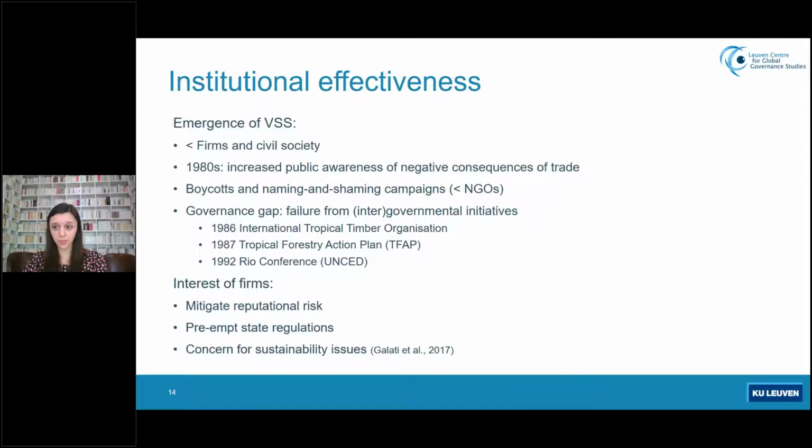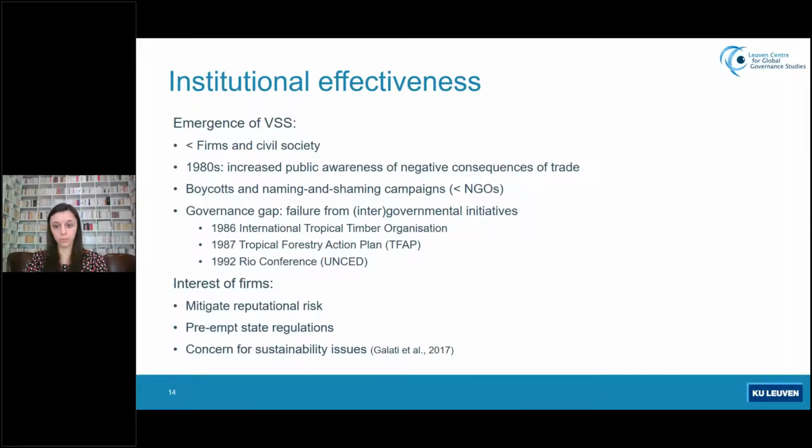So first, by creating or adopting VSS, firms mitigate reputational risks. As I just said, in the 80s, there were a lot of naming and shaming campaigns towards firms that were conducted by NGOs. And nowadays, NGOs have even more power in that sense. So first, firms that commit to sustainable practices reduce the risk that NGOs blame them publicly, which can really harm their brand image.